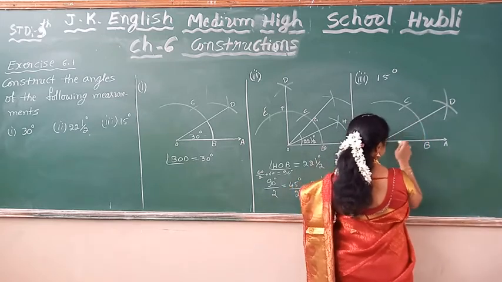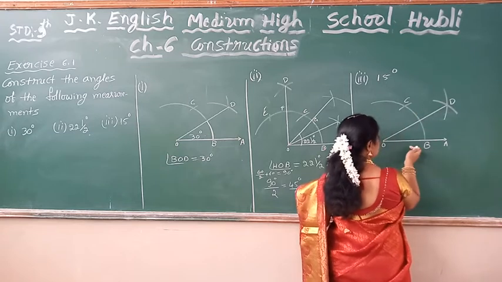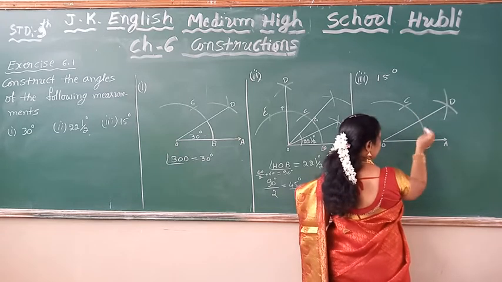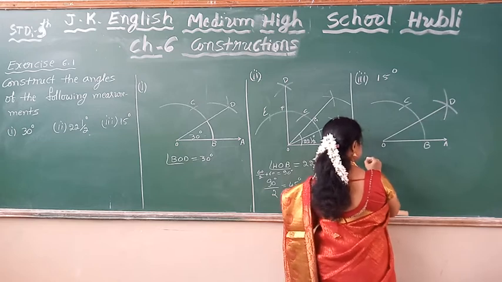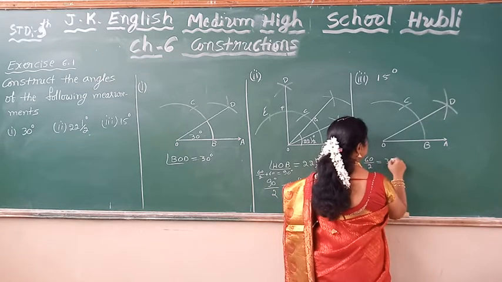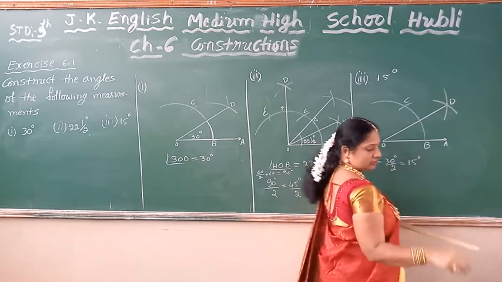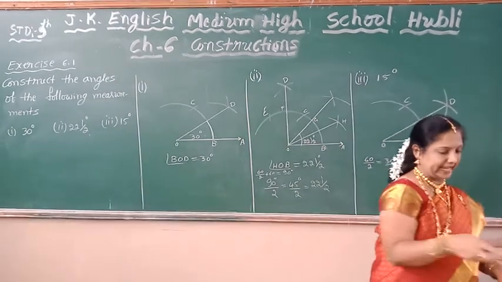This angle is 60 degrees. This is 60, this is 30 now. This 30 once again I have to bisect. See what I have done first? I constructed 60, bisected 60, then got 30. If I bisect 30, then I am going to get 15 degrees. So I am going to bisect the 30 degree angle now.